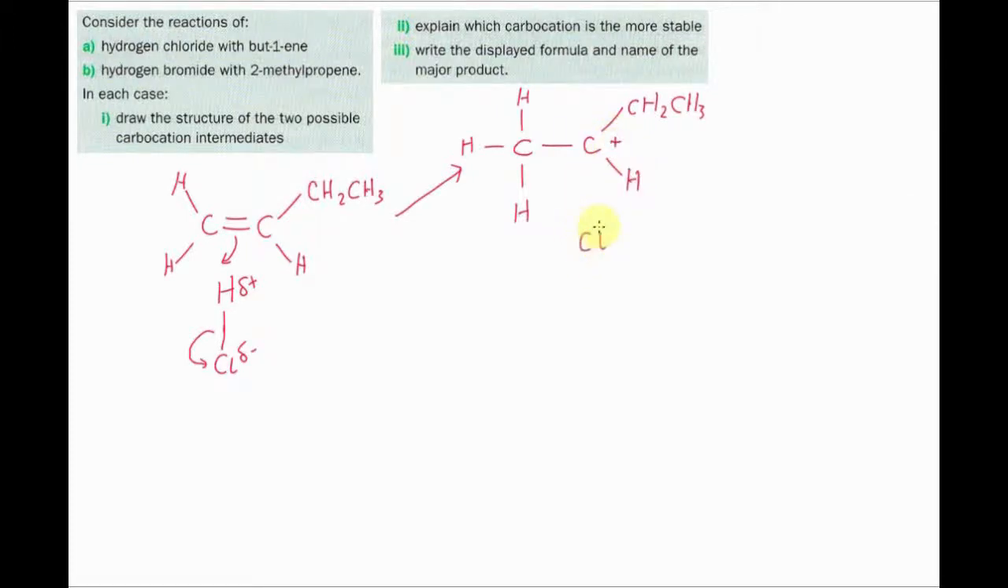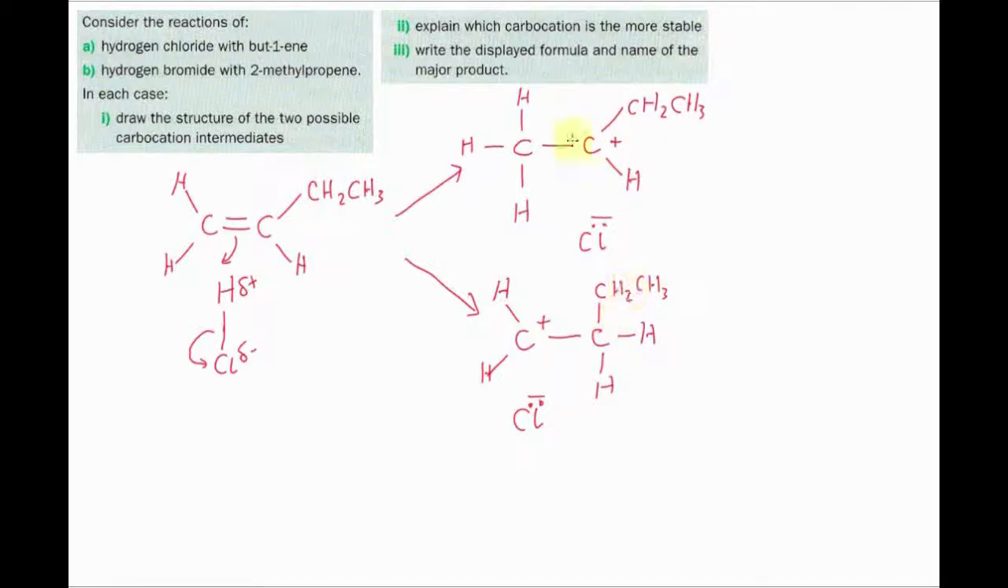And then you see we're going to have our chloride ion there that's going to add on to there. So that's one of our intermediates. The other intermediate will be where the hydrogen adds on to the other carbon. It will add on to this one, and that will leave this one here with the positive charge, like that. And then the chloride ion is going to add on to this one. So those are our 2 carbocation intermediates.